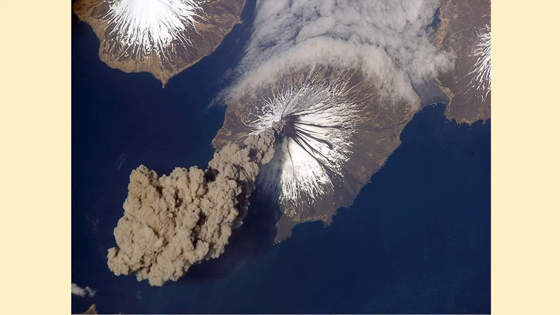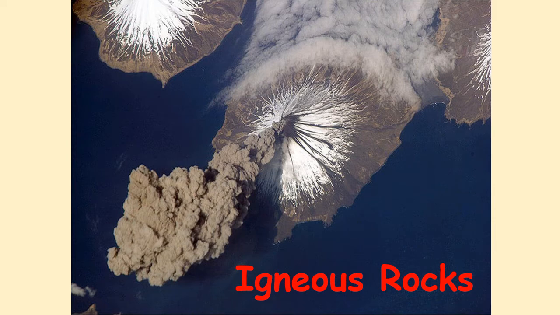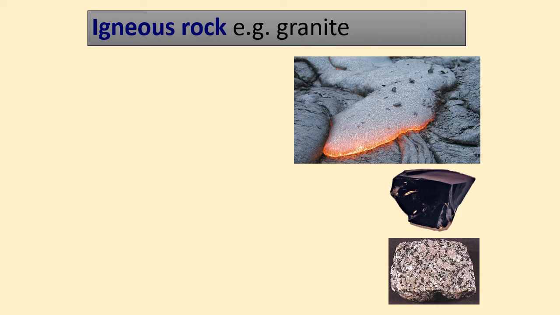So that is a picture of a volcano, and volcanoes are really important for the formation of one type of rock. So that volcano is erupting. You can see the big ash cloud coming out of it. And volcanoes are where we get igneous rocks from. So igneous rocks, for example, granite, are formed from volcanoes and from lava.